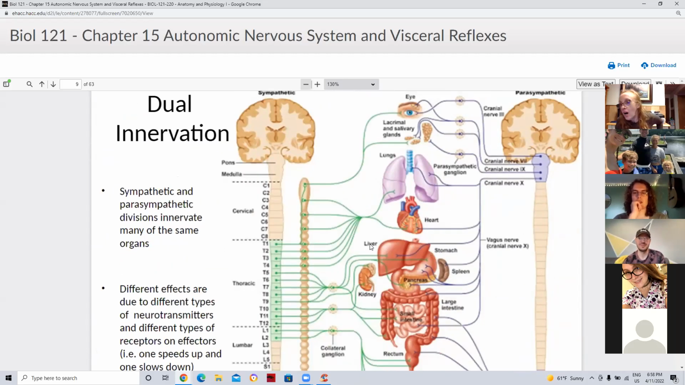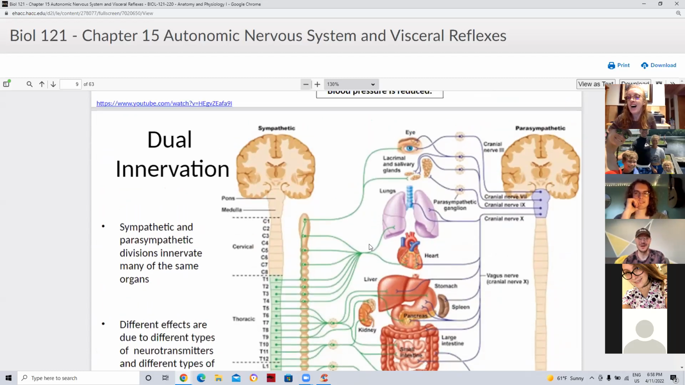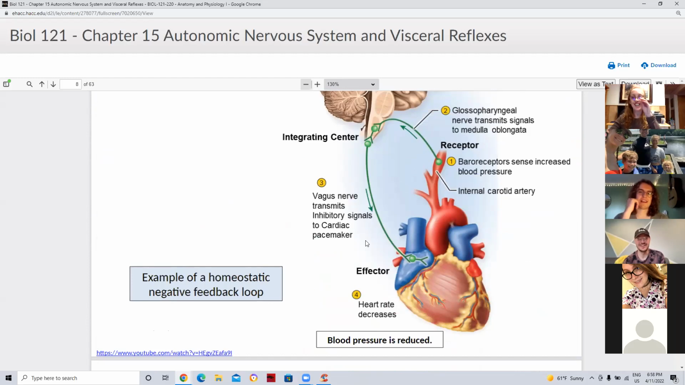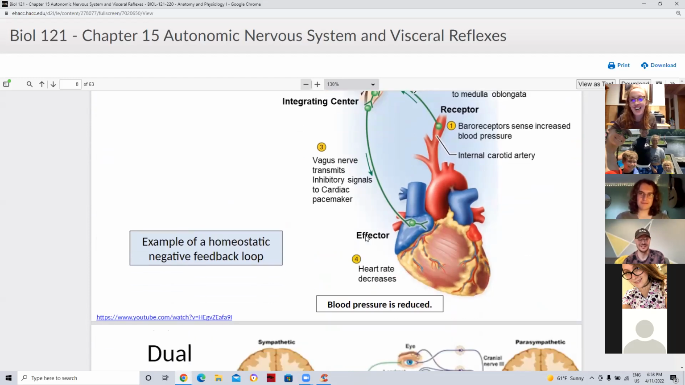That loop is in the chapter 15 quiz. What? That loop is in the chapter 15 quiz. It is good. I took it today. It's in there. Good.